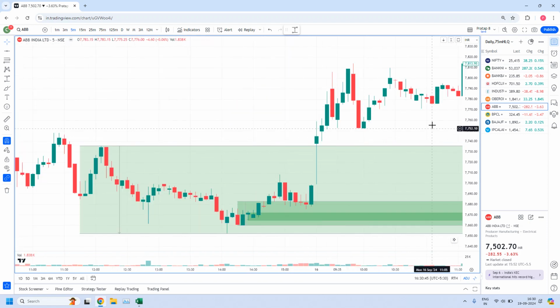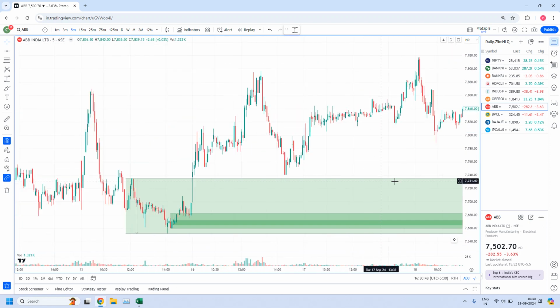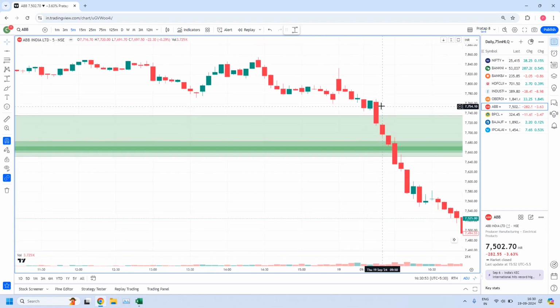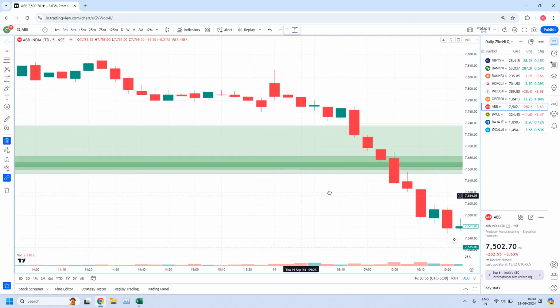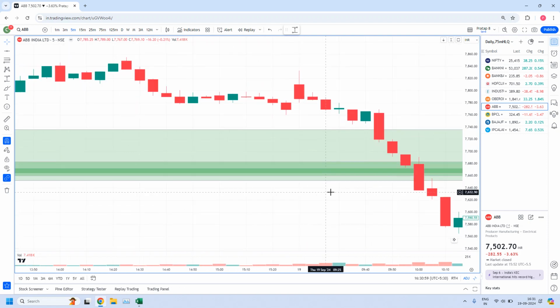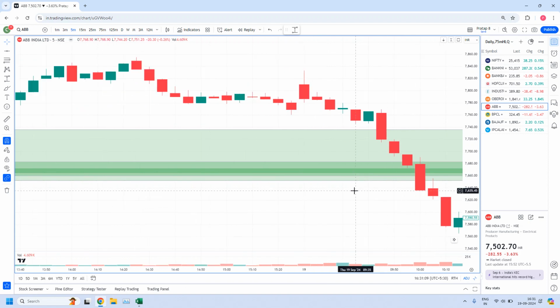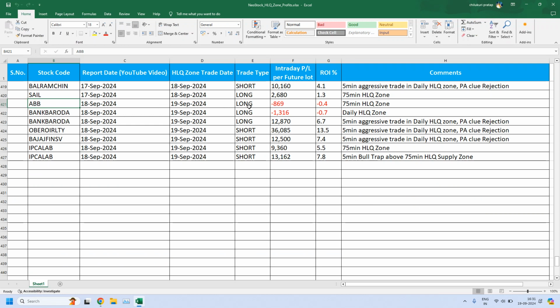But unfortunately, today what happened? The zone is violated very easily. It did not give any resistance. It did not resist the prices. I mean, general resistance means it is pushing. Here, it did not hold the prices. That is the right word. The zone is easily violated. So that way ABB is stopped out, and ABB has given an 869 rupees loss on this particular fine-tuned zone, which is a minus 0.4% negative ROI.